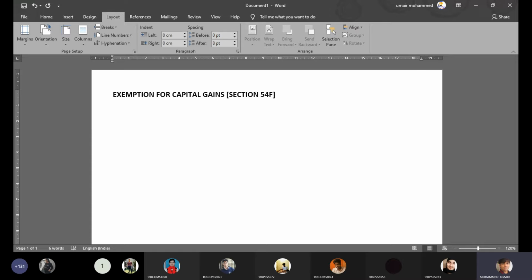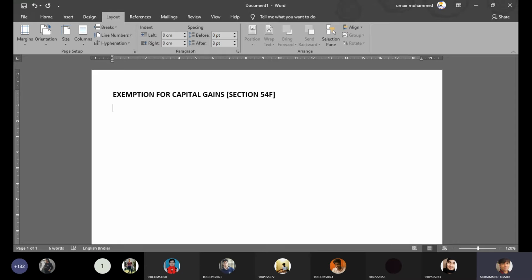And this section 54F is slightly unique, and another important feature of this section is that this section also resembles one of the other sections which we have already studied. So I mentioned that this section is unique, but I'm also saying that this section resembles another section. So let me justify these 2 points.